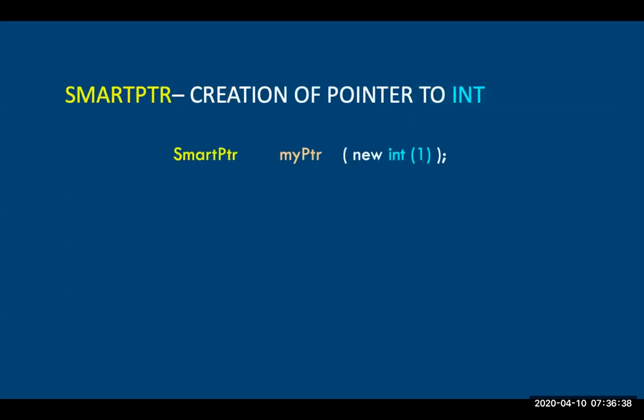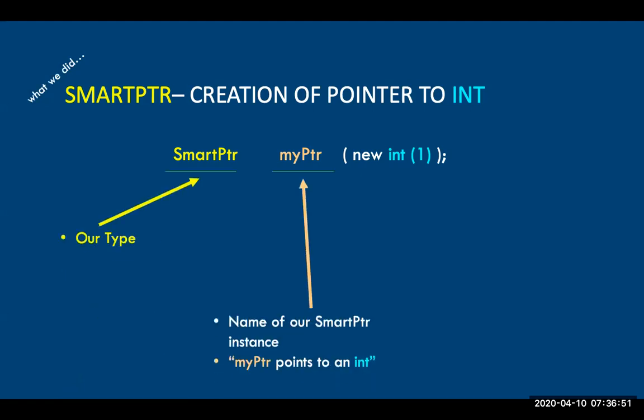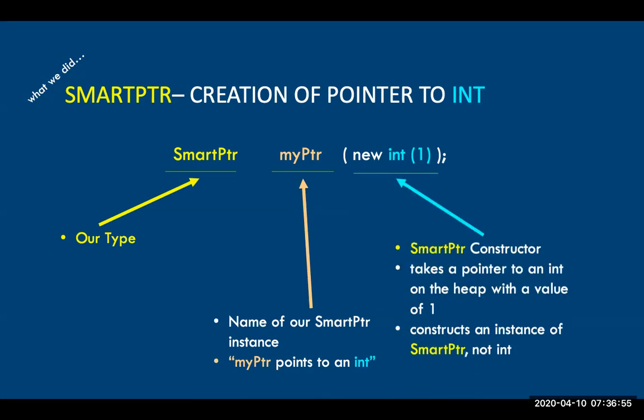So that's kind of where we're at. Just reviewing what we did in the last lecture, we created our own class called SmartPointer. You may recall that was our class type, or class name. We had the name of an instance that we're creating, and then to its constructor, we passed a pointer to an integer that we created with the new keyword.